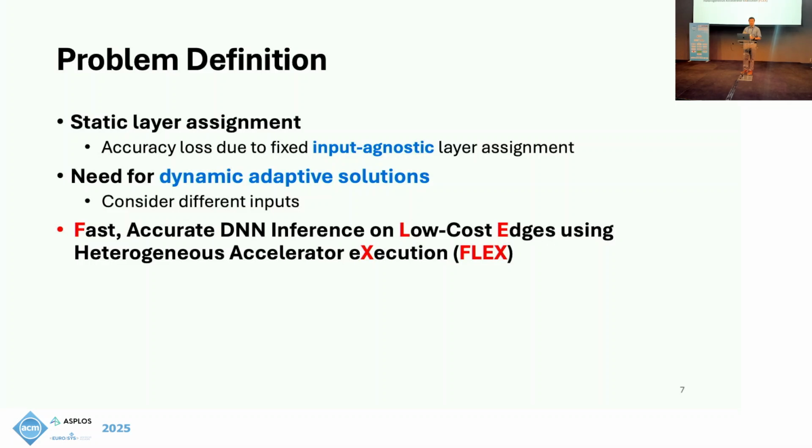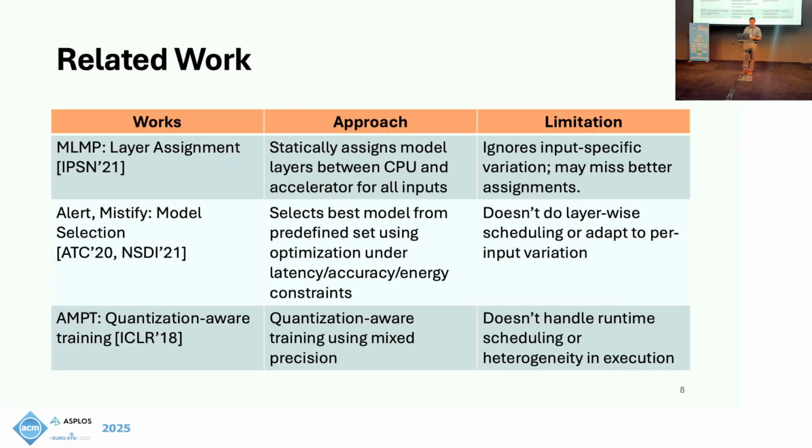So the key insight of this work is that accuracy can be preserved if layer assignments are adjusted dynamically based on the input characteristics. To this end, we propose FLEX to make input-aware decisions. In addition to MLMP, several other prior works have explored partitioning or adapting DNN models for efficient inference. Prior works like Alert and Mystify select from pre-trained models but don't support per-layer scheduling. Another work, AMPT, improves training through mixed precision but doesn't adapt at inference time dynamically.